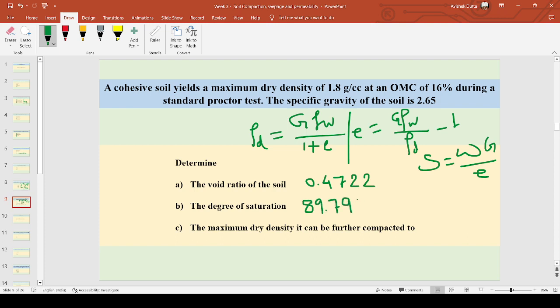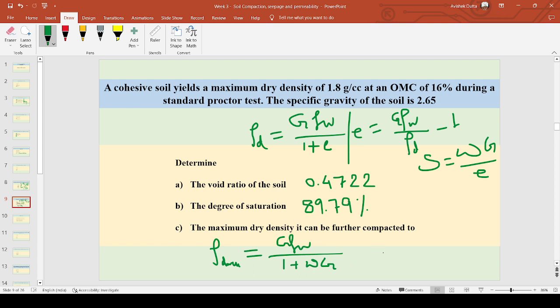89.79 percent. Okay, and for the maximum dry density, again we have to use the previous formula. Rho d max equals, the question is the maximum dry density, it can be further compacted too. So for that we do not need to consider the degree of saturation given over here. We consider the saturation degree equals 100% or 1. So in that case, it equals G rho w divided by 1 plus wG.